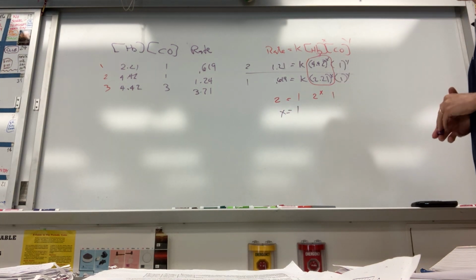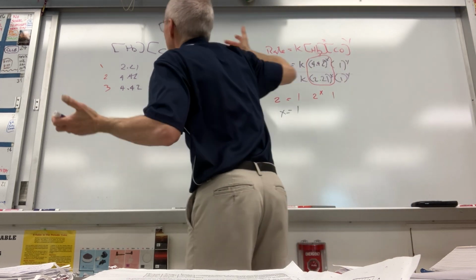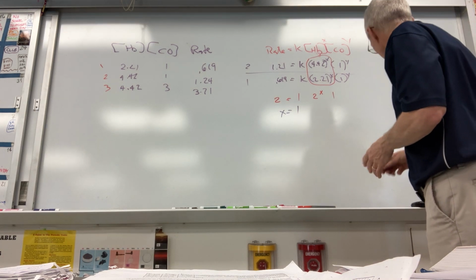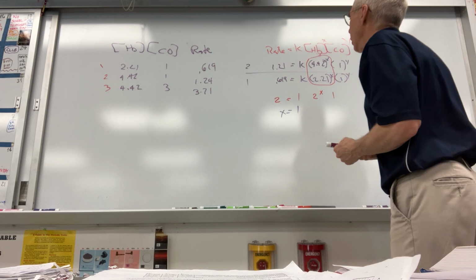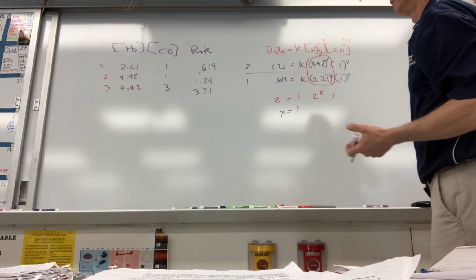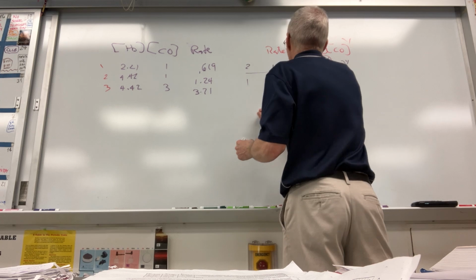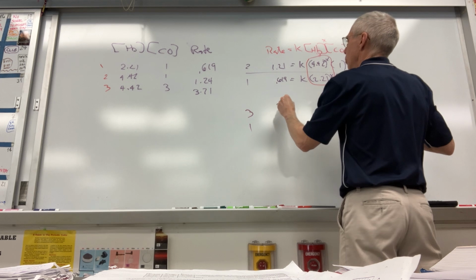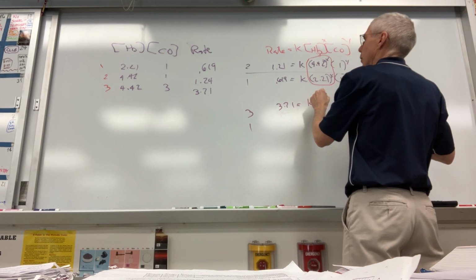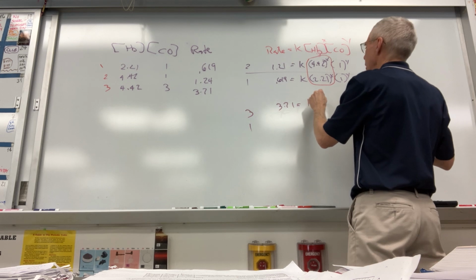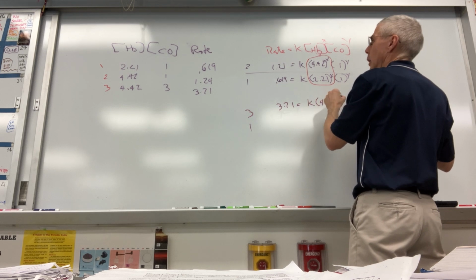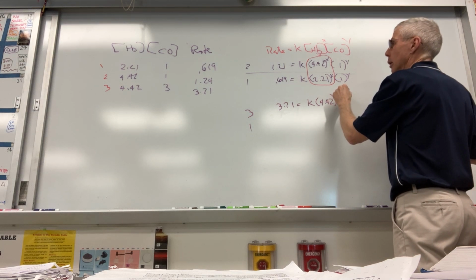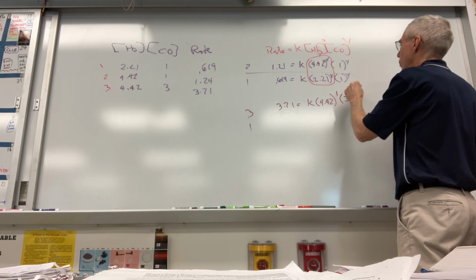Now in this particular case, they held this constant, but let's say they didn't. Now that you've figured out one of them, you can do the other one. So what are you going to do? You're going to take, let's say, the third over the first, doesn't matter which. So let's try that, 3 over 1. Same equation, rate equals 3.71 equals K times concentration HB, 4.42 to the, what do we figure out? We figured out it's to the first, times 3 to the y, we don't know.